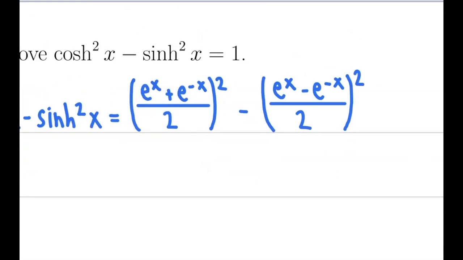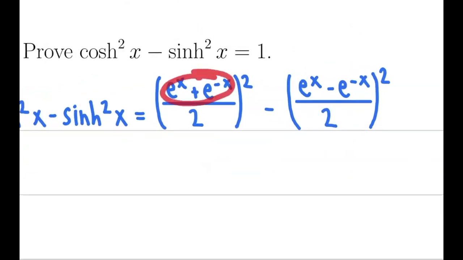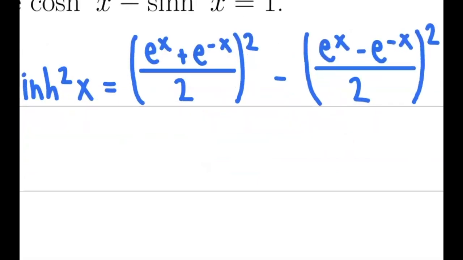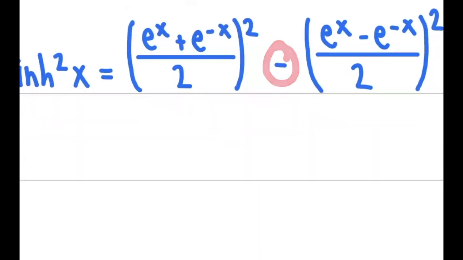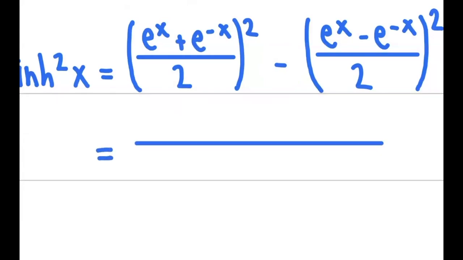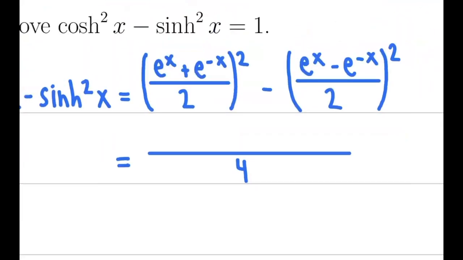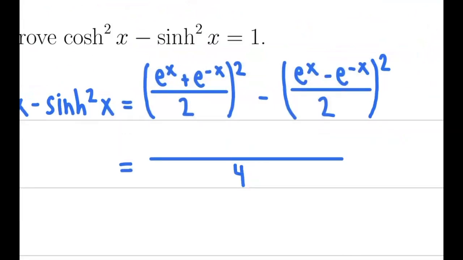So when you're squaring a fraction, you need to square the numerator and the denominator. So if you square the denominator for both of them, you're going to get 4. And we're going to subtract them, so we can just create one big fraction. I think that factoring and foiling video is going to come in very clutch right now.